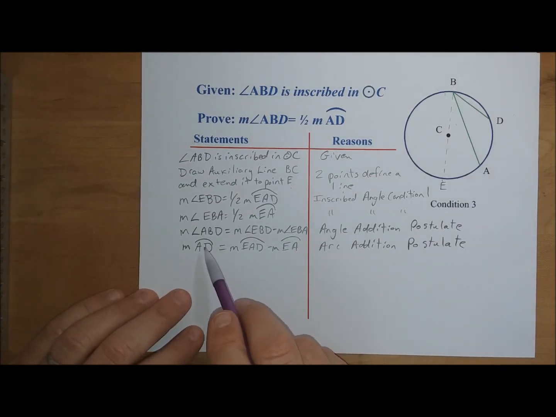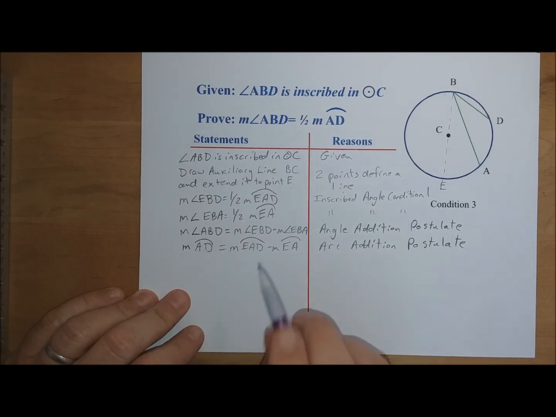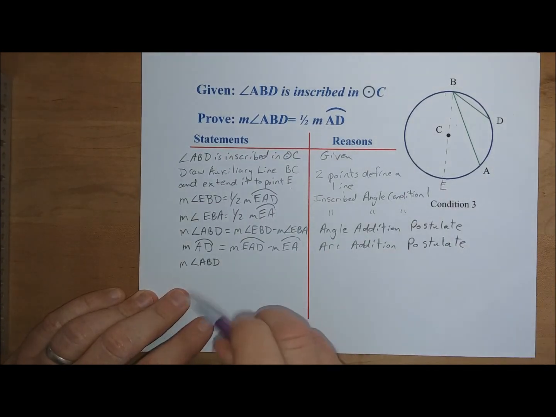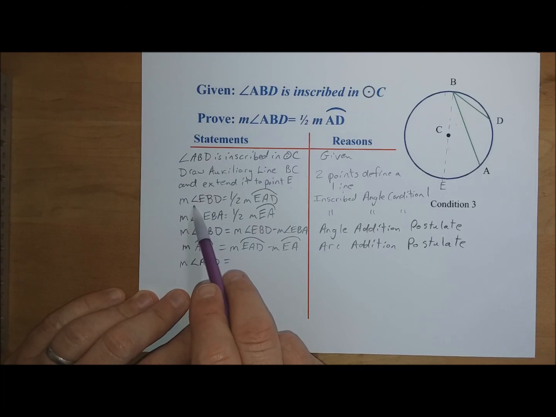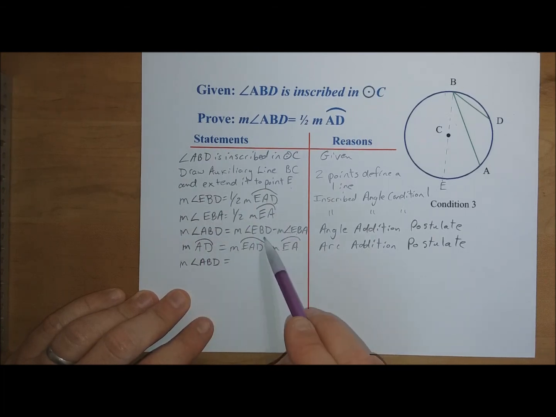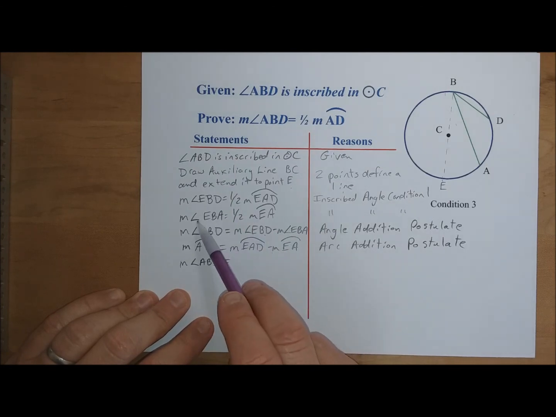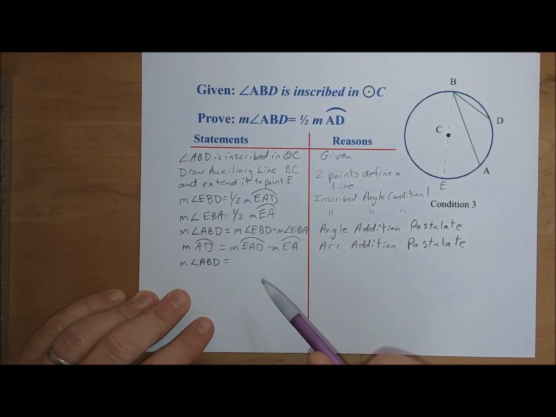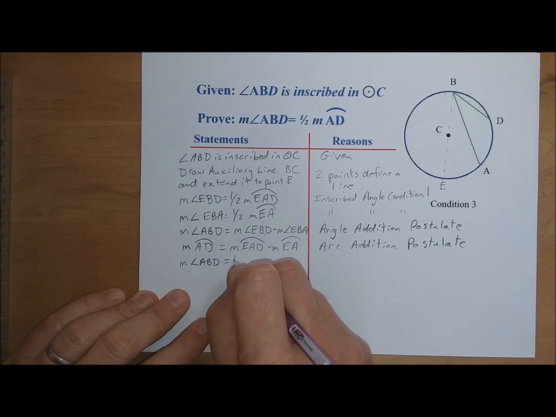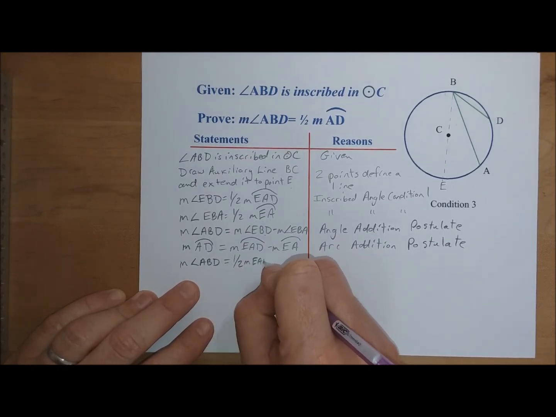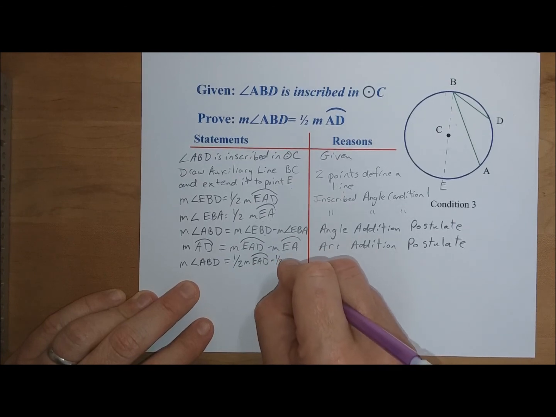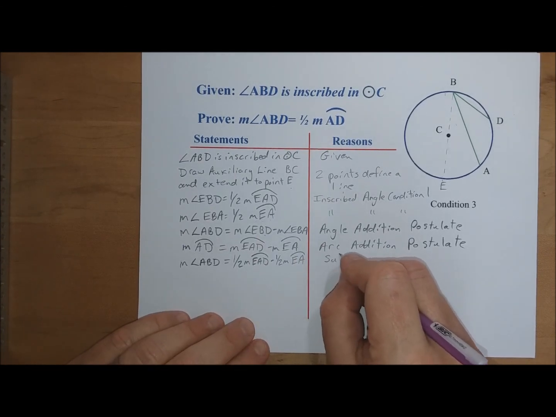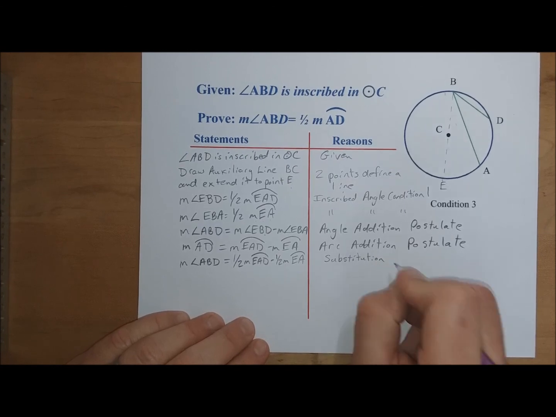All right, from there I could say that the measure of angle ABD, I think I can use a substitution here. The measure of angle ABD is going to equal, since I know the measure of angle EBD equals half the measure of arc EAD, I can substitute it in there. And I know the measure of angle EBA equals half the measure of arc EA, so I can substitute that expression in there. And I'm going to get the measure of angle ABD equals 1/2 the measure of arc EAD minus 1/2 the measure of arc EA. Good. And what did I do there? Well, I just substituted in those equivalent expressions.